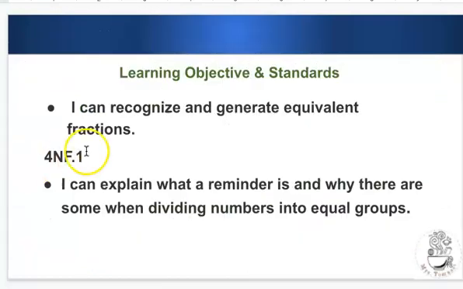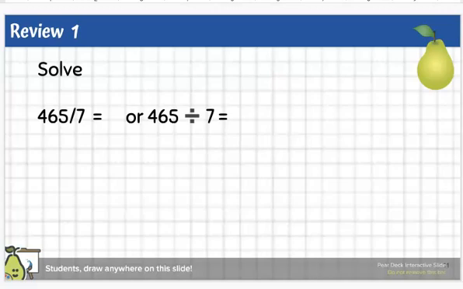By the end of this lesson, you can recognize and generate equivalent fractions, and we're going to be also taking a look at some division. All right, let's start out with our first review problem. We're going to take 465 and we're going to break it up into 7 groups. Something you might not have realized is that this fraction, 465 sevenths, is also division. These two equations or expressions are actually the same. They represent the same operation.